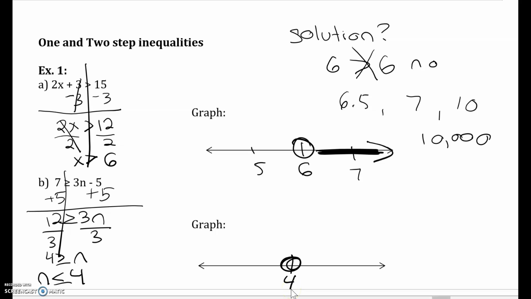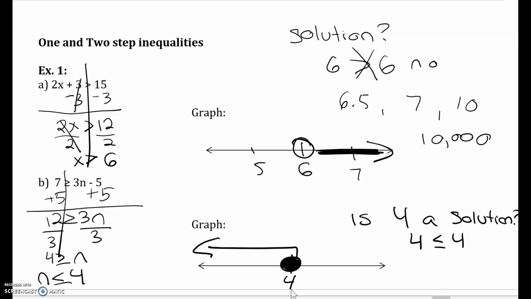So I have a 4 here. I have a filled in circle. And it goes to the left. So, is 4 a solution? Yes, it is, because 4 is less than or equal to 4. 4 is equal to. So it works. Okay, give me one other solution. Some examples you might have picked were 0, 3.5, negative 10. Anything smaller than 4 would work.